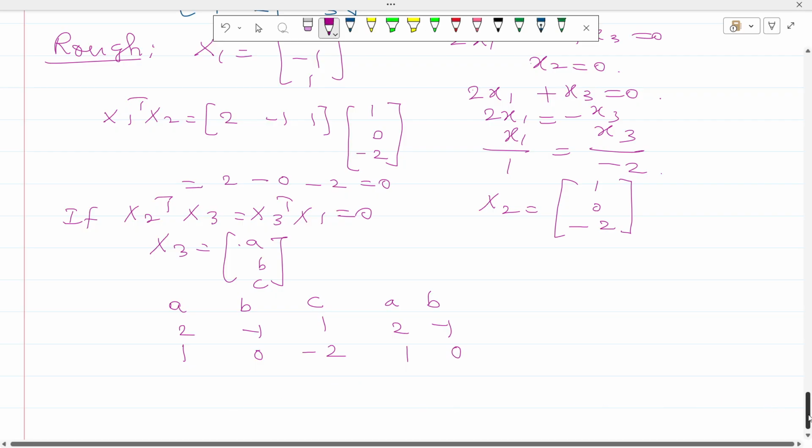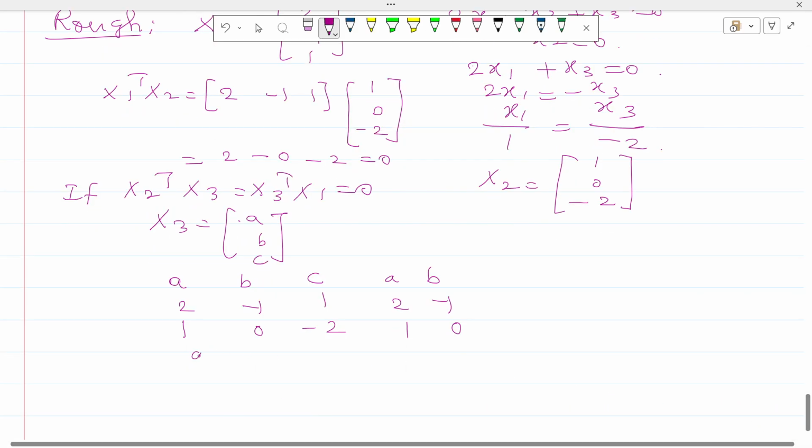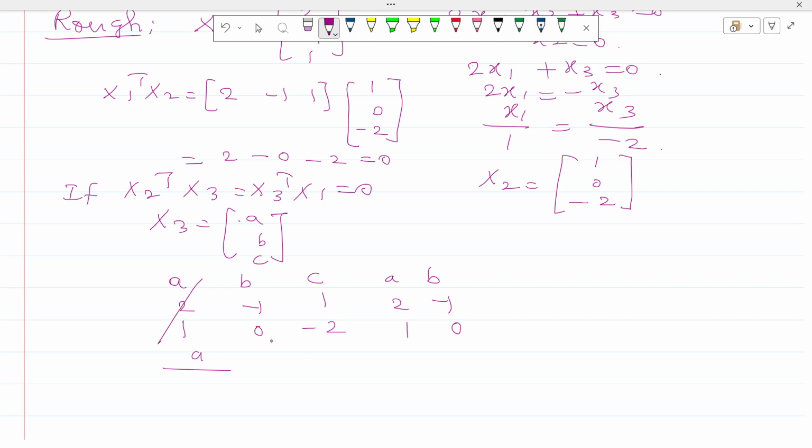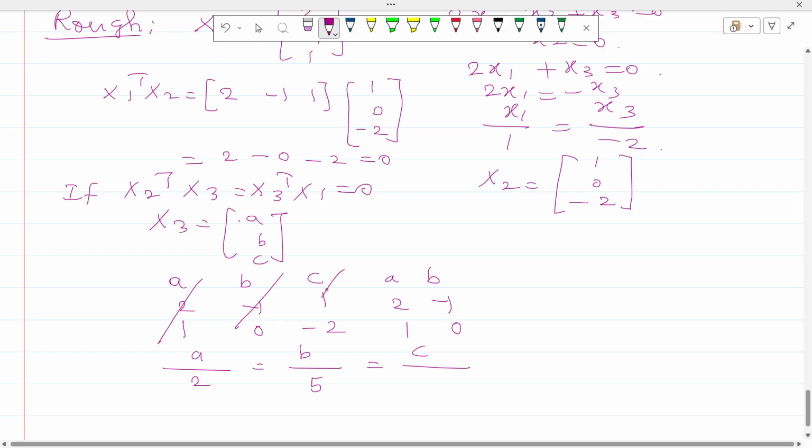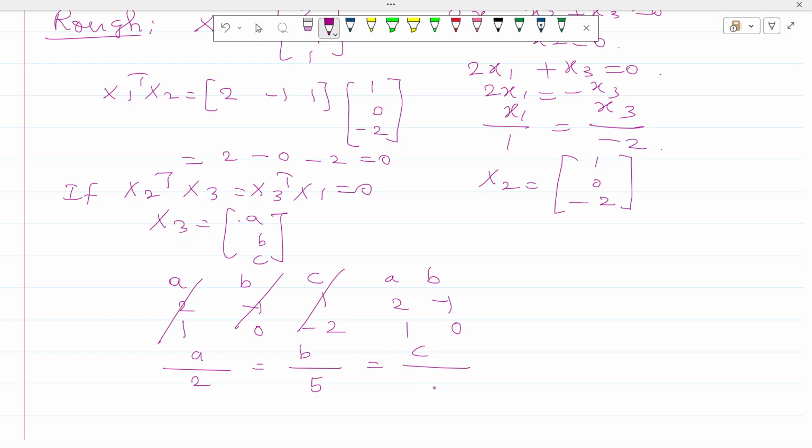So now we can find that x3 value. What is a? Leave that 1, then you will get the 2 here. b is, leave this 1, 1 plus 4, 5. c is plus 1. So 2, 5, 1 is that x3.